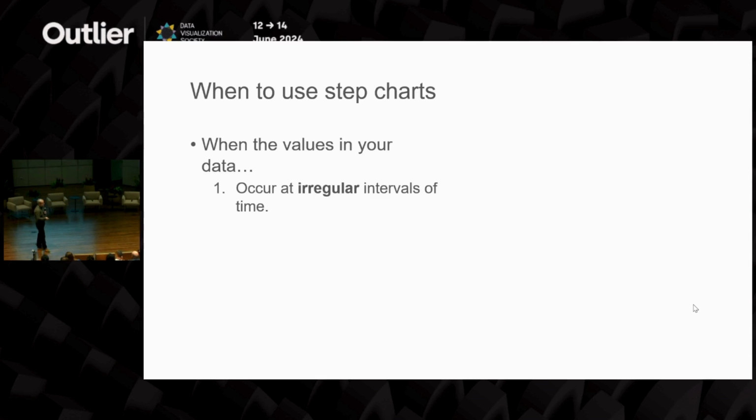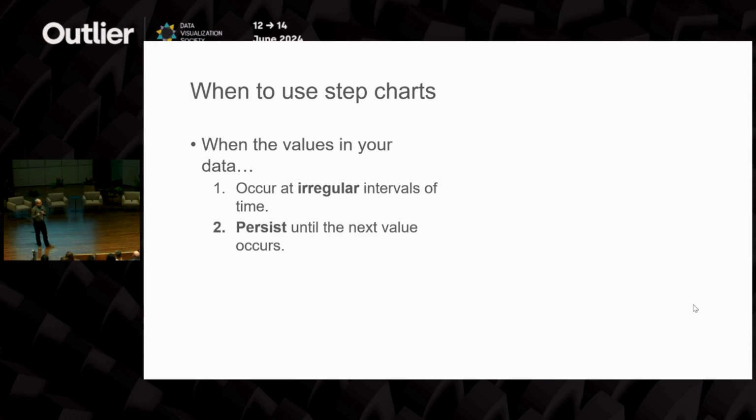The first is that it's data that occurs at irregular intervals of time, right? The price can change 5 times in one day and then stay the same for 3 weeks, right? It's not a daily value or a weekly value or a monthly value, it's an anytime value.